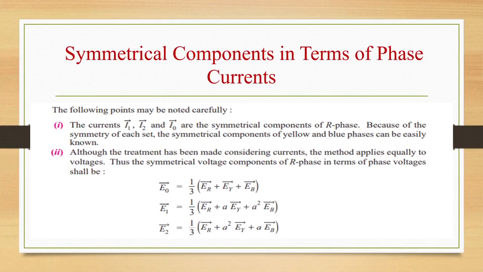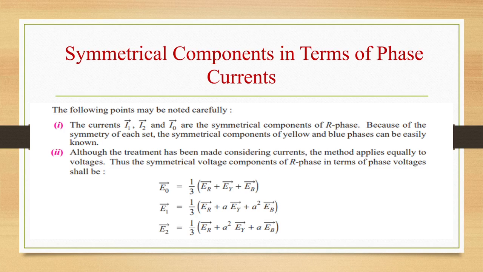So the following points can be noted here. Currents I1, I2 and I0 are the symmetrical components of the R phase, and because of the symmetry of each set, the symmetrical components of the yellow and blue phases can be easily known. Although the treatment has been made considering currents, the method applies equally to voltages.